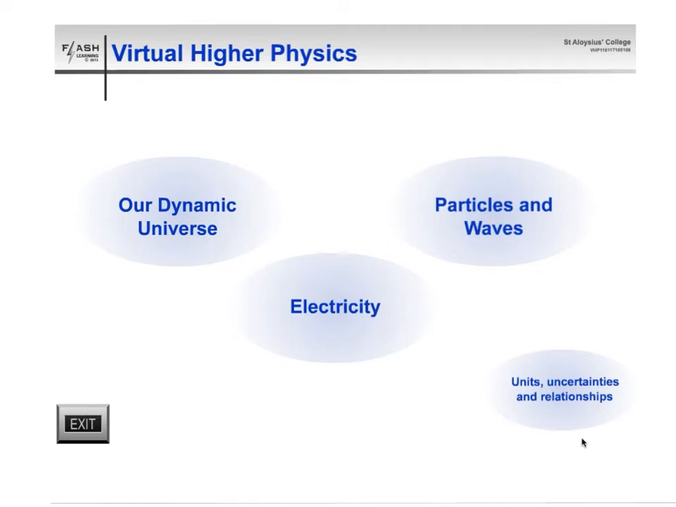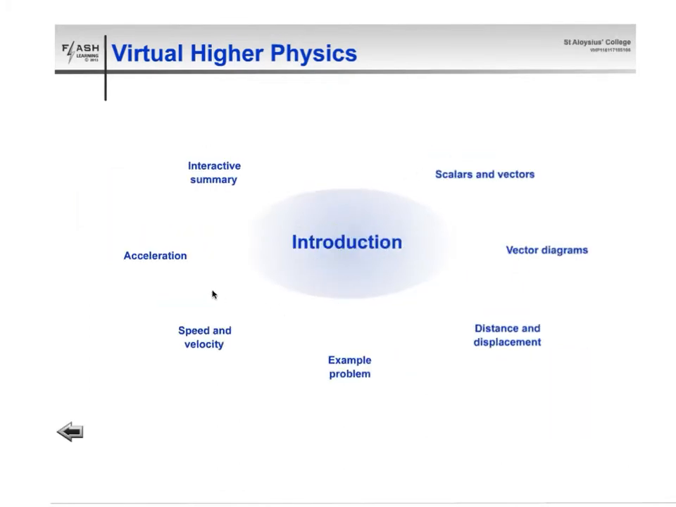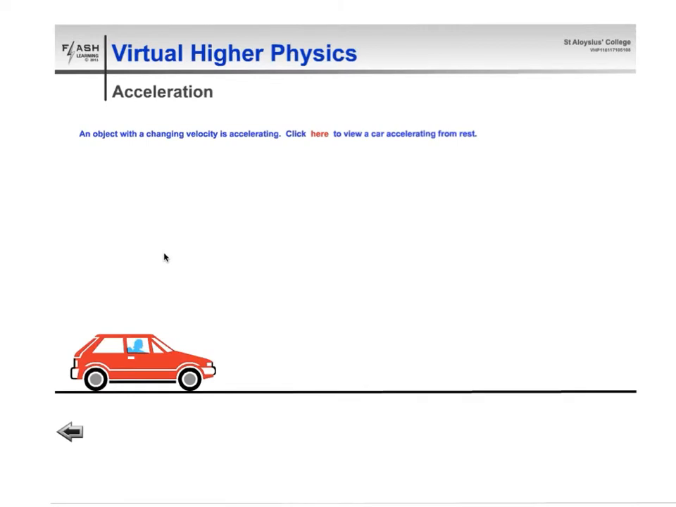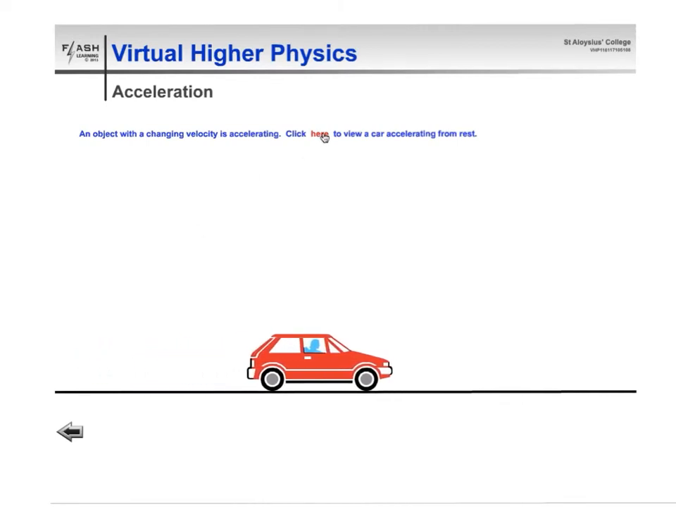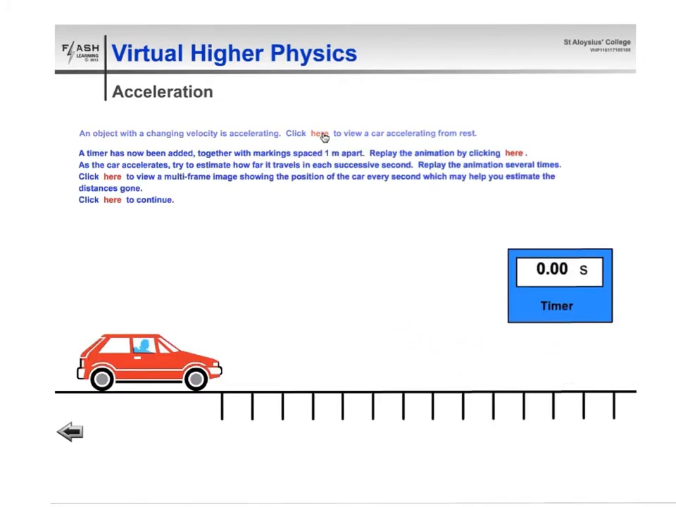Hello everyone, just a wee short video tutorial today, just covering the last part of this first chapter from the vectors, scalars and acceleration section. So the last wee bit is on acceleration, and on virtual physics here, if we just go into our dynamic universe, still in the introductory section, and we're just doing the last slide here on acceleration. So we're just looking here at the car accelerating, okay, from left to right.